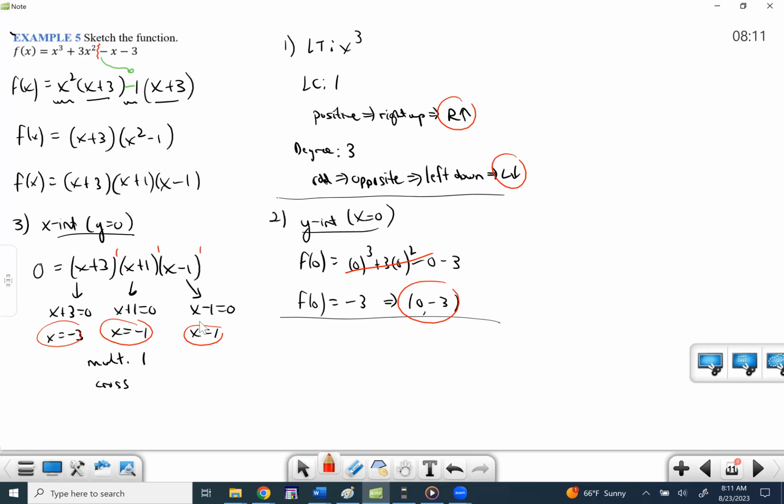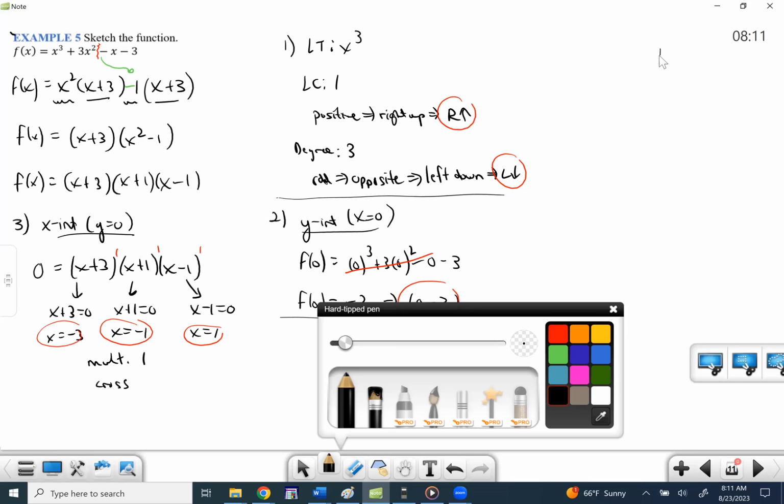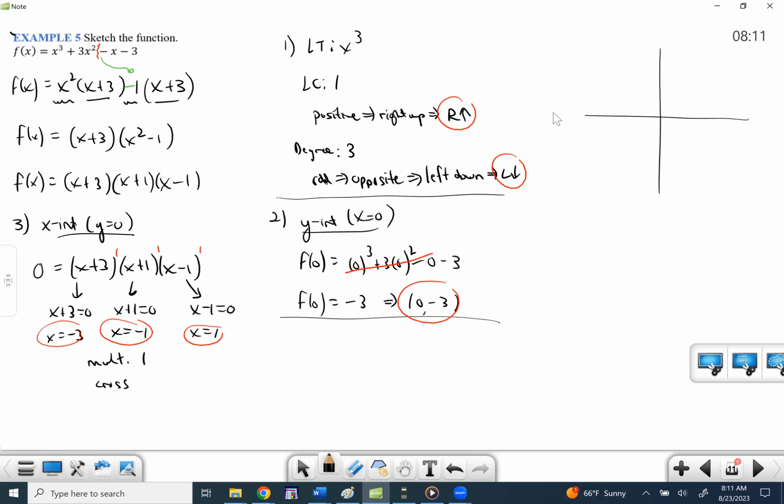Okay, let's go ahead and get a sketch going. So our zeros are -3, -1, and 1. It goes through (0, -3) on the y-axis. We know that the left goes down. So this is going to be the left going down at -3. They're all crosses. Okay, so that's the left going down. I'm going to cross, I'm going to cross, I'm going to cross.